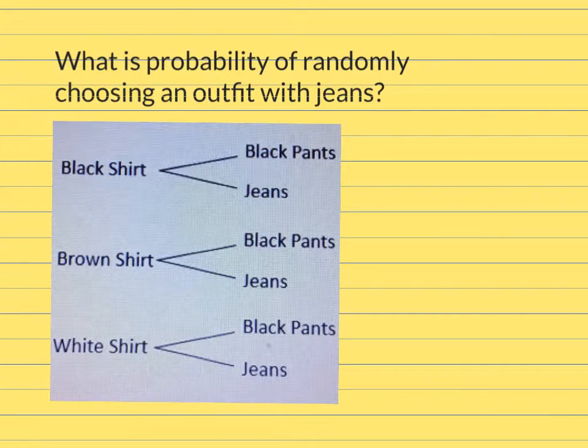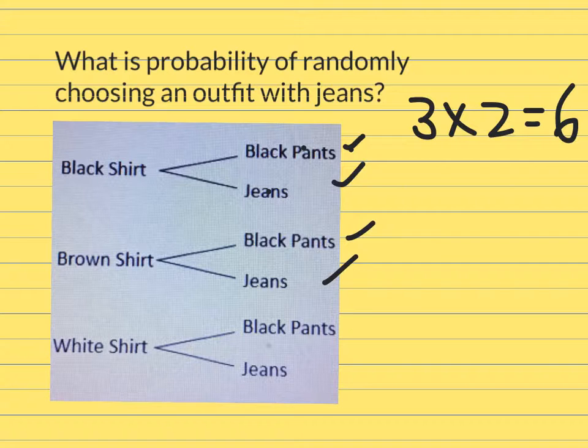All right, so now I have a question. A different tree diagram. I have 3 kinds of shirts, a black, a brown, and a white. And then I can choose from 2 different pairs of pants, black pants or jeans. So I have 3 types of shirts and 2 different types of pants for each shirt. The fundamental counting principle says that if we have 3 different types of shirts and 2 different types of pants, there should be 6 different total combinations. And if we count the end of the tree, 1, 2, 3, 4, 5, 6. There are 6 different outcomes.